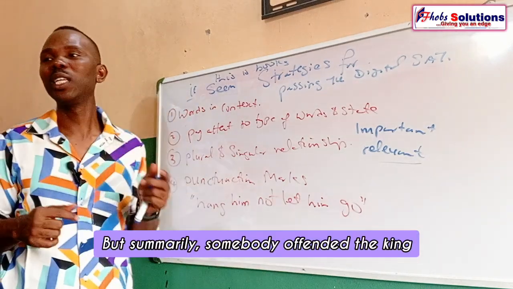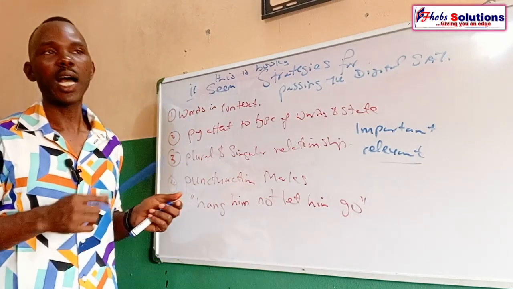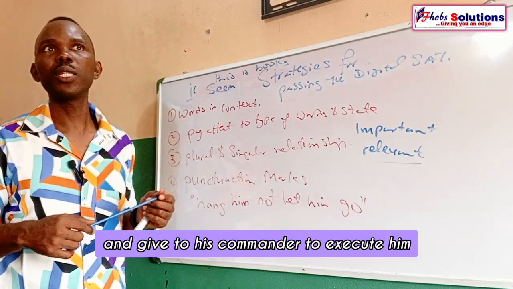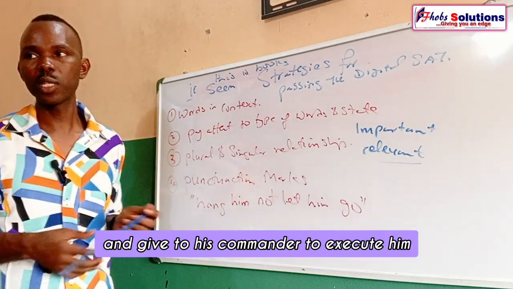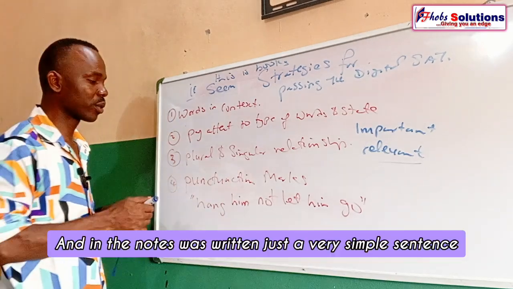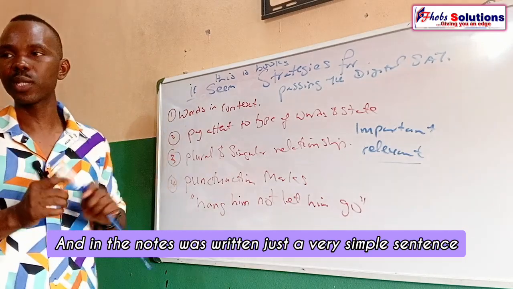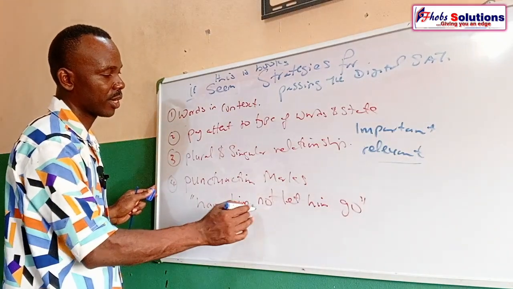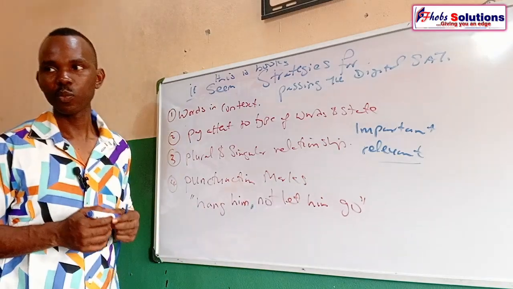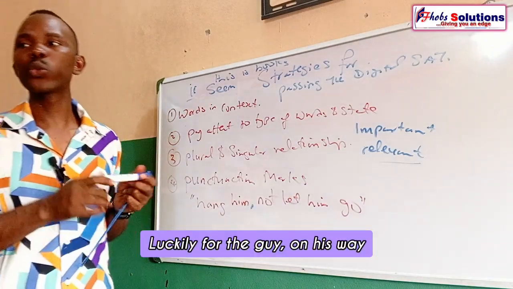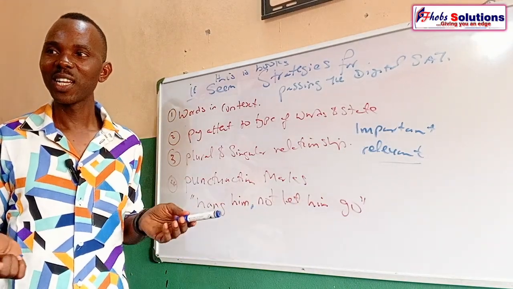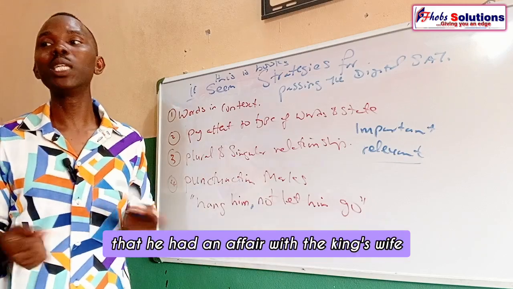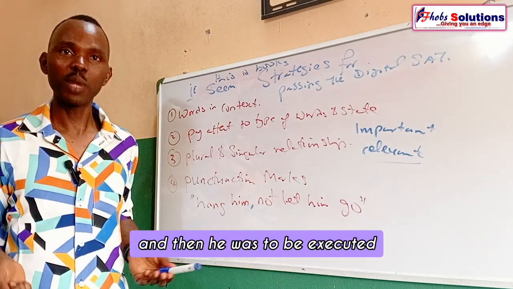But summarily, somebody offended the king, and the king gave a letter to him to give to his commander to execute him. And in the note was written just a very simple sentence. The king said, hang him not, let him go. Luckily for the guy, on his way, he opened the letter, because what happened was that he had an affair with the king's wife, and then he was to be executed.